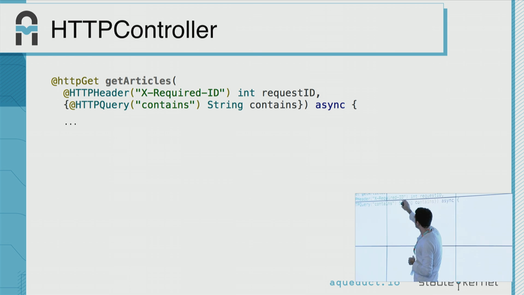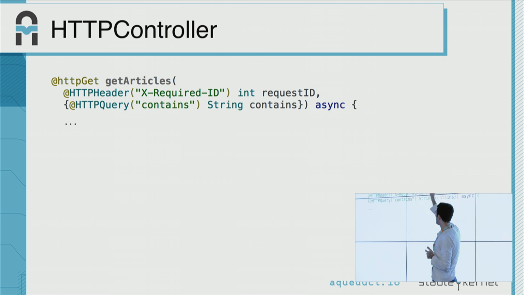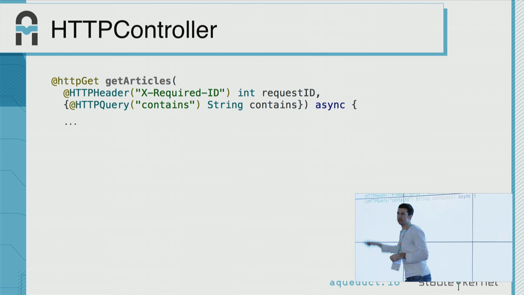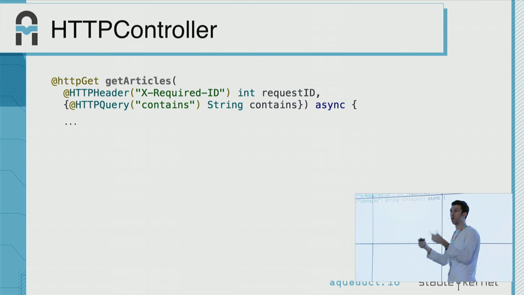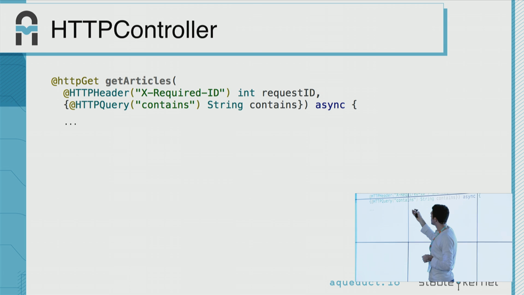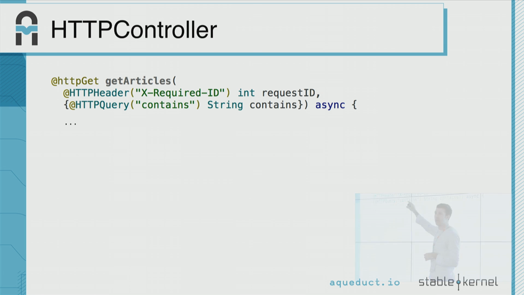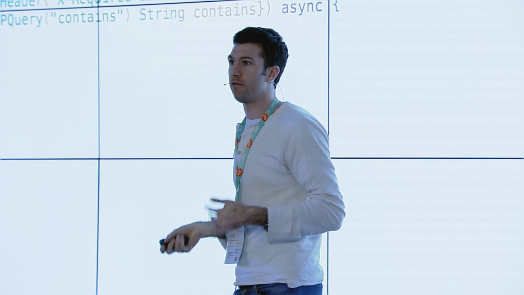So I can say, listen, this particular method, it's going to have a header with X-Required-ID, and it's going to have a query parameter, potentially contains. And for you Dart programmers, everyone here, you know that the squigglies here, that means optional. And so that actually means the same thing for this particular request handler. I can get this method invoked when I send an HTTP request, and it could potentially have a contains query parameter. If it doesn't, I get null for the contains variable. And if I do, I get whatever value they passed.